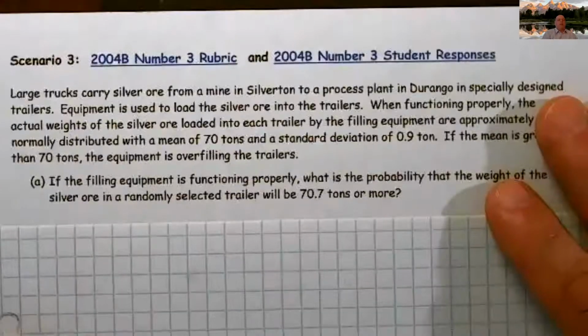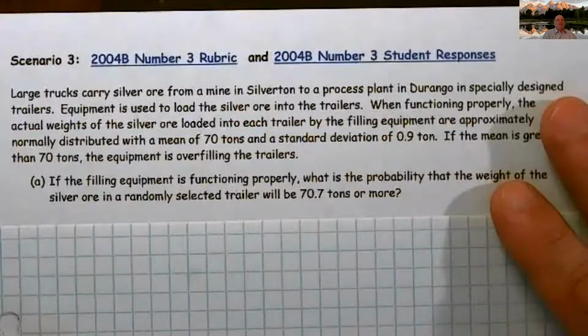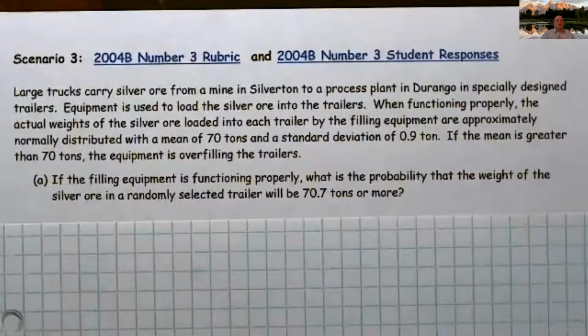All right. This is a 2004 Form B, question number 3. And again, it's been modified for the quiz, but it is essentially the same question with just different wording. So large trucks carry silver ore from a mine in Silverton to a process plant in Durango, in specifically designed trailers. Equipment is used to load the silver ore into the trailers.